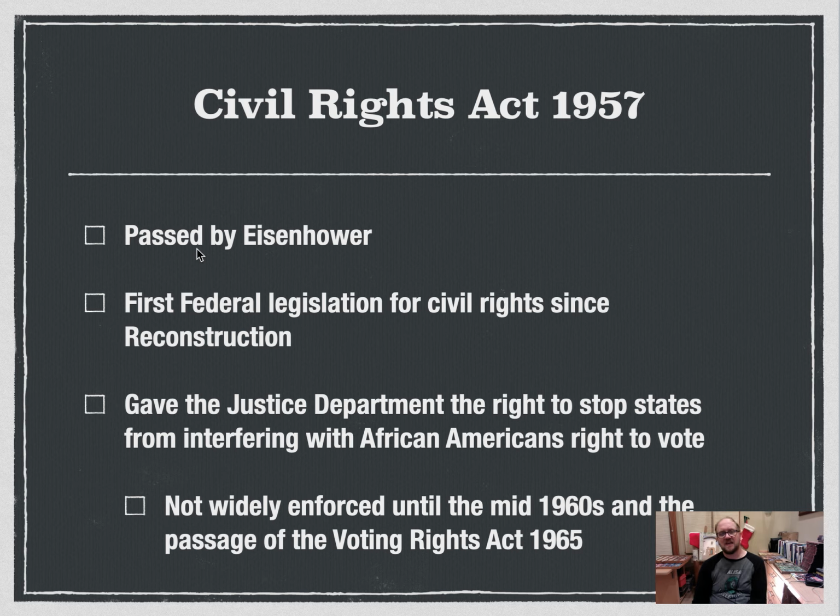And in 1957, President Eisenhower is going to pass the Civil Rights Act of 1957. This will be the major first federal legislation for civil rights since Reconstruction. And it gives the Justice Department the right to stop states from interfering with African Americans' right to vote. The problem with this is that it's not going to be very widely enforced in this time period.